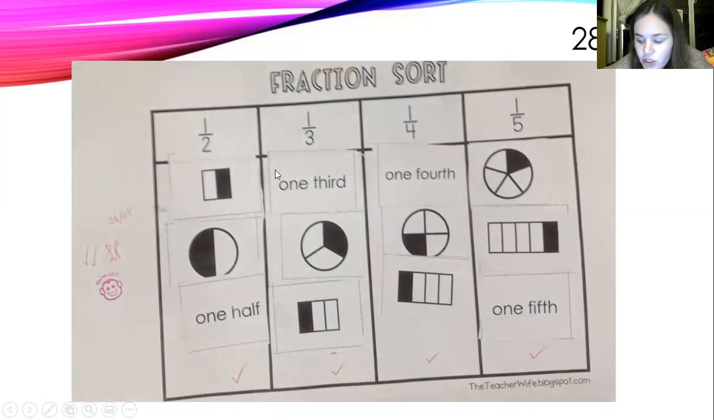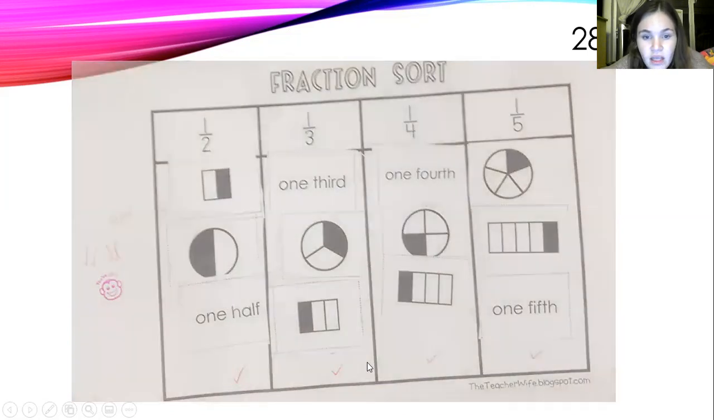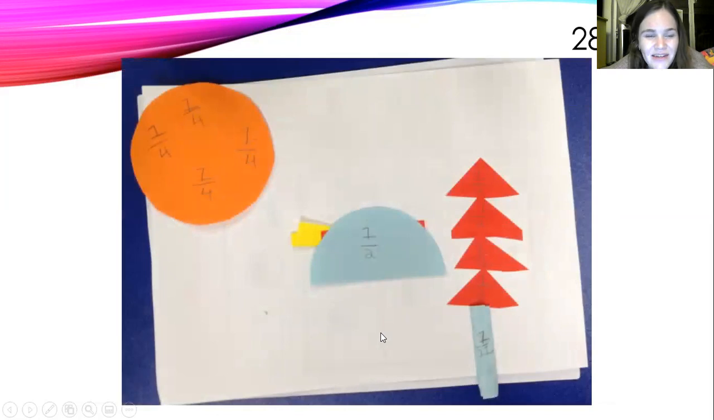Then we did this fraction sort and she got it 100% correct. So these bits were separate and she had to cut them out and stick them in the corresponding column, 100%. And also I did an activity where it was a fraction art. So I had all these different coloured paper and cut into shapes, and their job was to use that, and they could make whatever artwork they could as long as they could partition their shape.